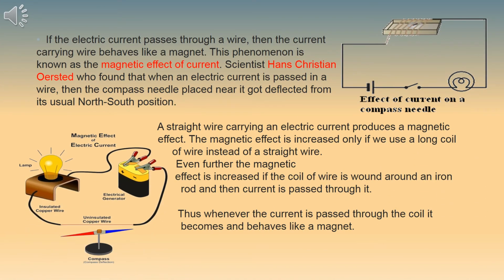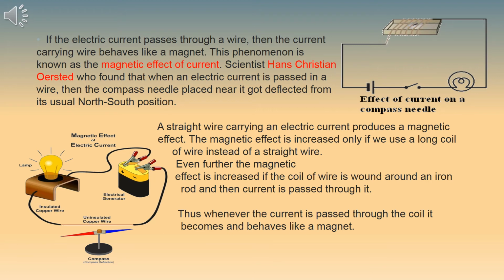Now here we are going to discuss another effect of electric current, that is the magnetic effect. If an electric current passes through a wire, then the current carrying wire behaves like a magnet. This phenomenon is known as the magnetic effect of electric current. Scientist Hans Christian Ørsted found that when an electric current is passed in a wire, the compass needle placed near it got deflected from its usual north-south position.